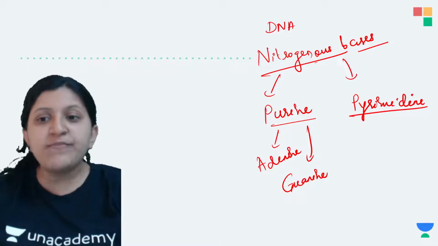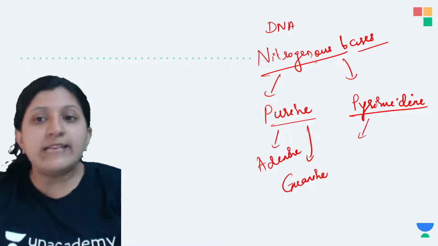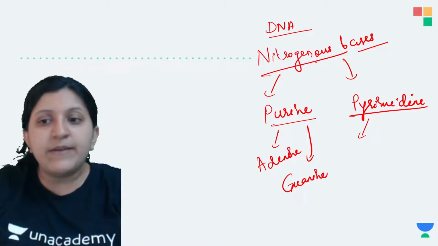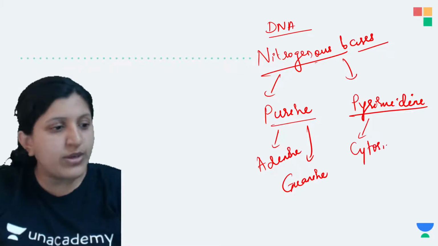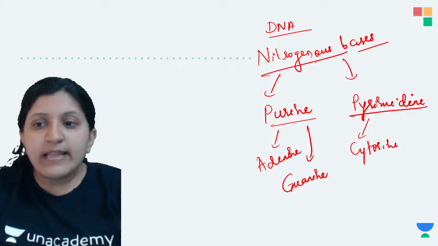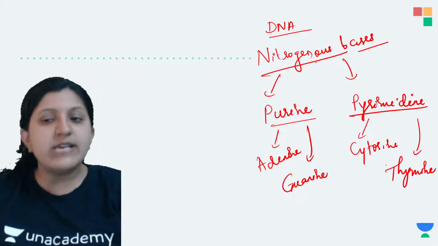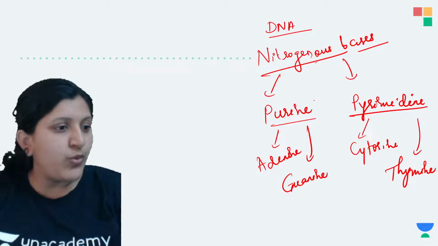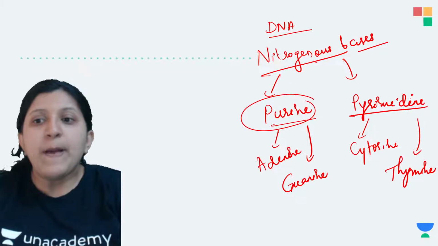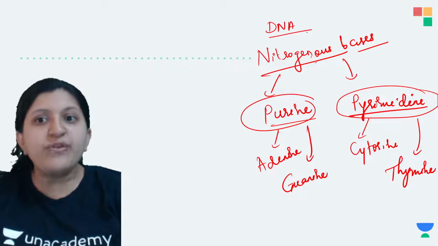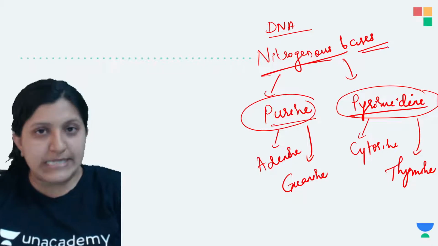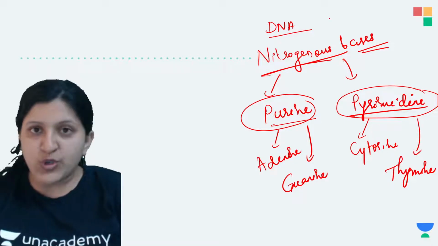Pyrimidine, when we mention, mainly in DNA, we will have cytosine, and then thymine will be there. So there is cytosine and then thymine. So these are the two types that you will find. Purine is there, pyrimidine is there. These are the two types of nitrogenous bases that you will find in case of DNA.